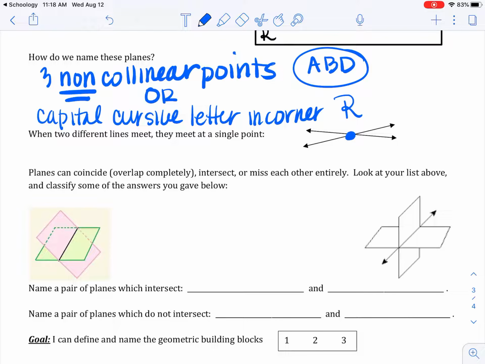Okay, also what you should see is that if 2 planes do intersect, they intersect at a line. Okay, so right here, and some people say, like, isn't it a segment? Remember, planes go on forever and ever, theoretically, so it's a line. All right, name a pair of planes which intersect. So we already said this, which would be the wall and the floor. Name a pair of planes that do not intersect, the floor and the ceiling.